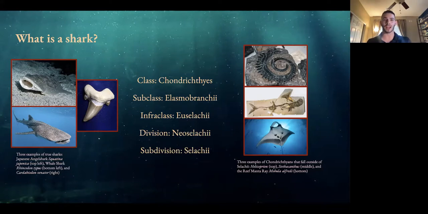Scientists have tried to find out when they diverged, though there is a lot of discrepancy with this. They've estimated that they diverged anywhere from the late Carboniferous at around 306 million years ago to as close as the late Triassic around 213 million years ago.